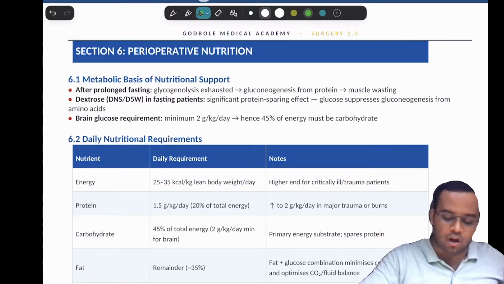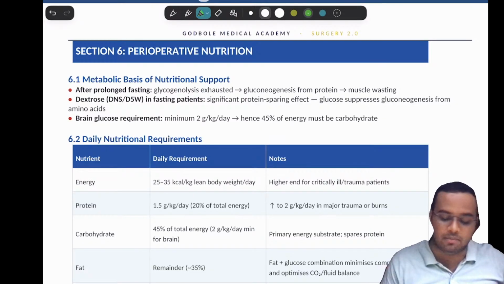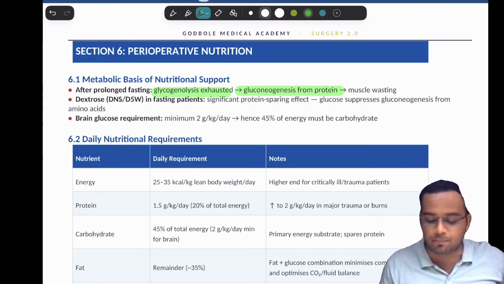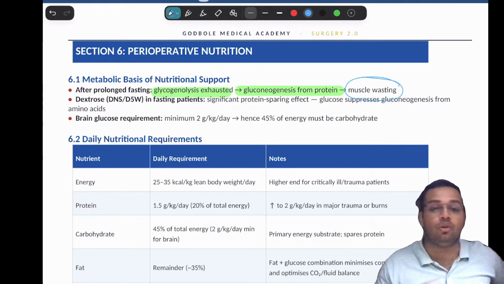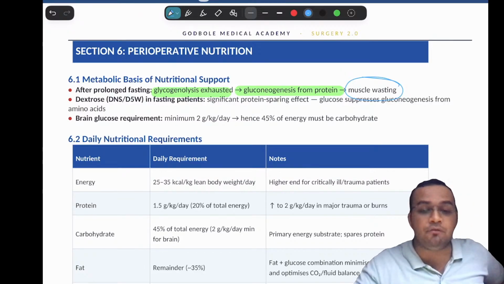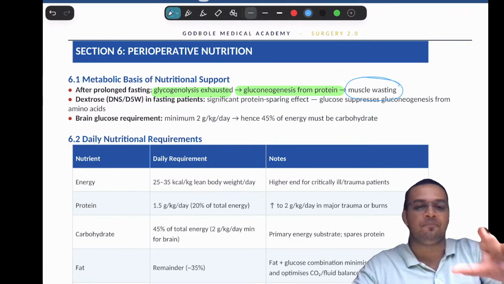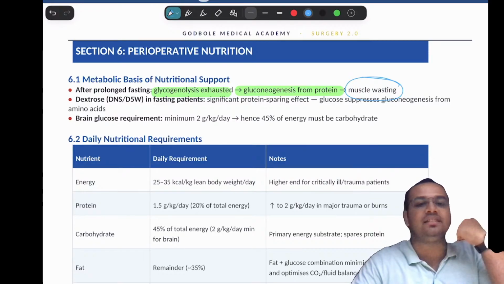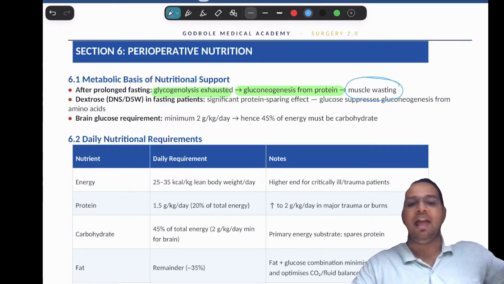After prolonged fasting, the glycogen stores are first exhausted, and gluconeogenesis starts from the proteins, and that is the reason we load the patient with carbohydrates before surgery. That is the reason why before running a marathon, these people drink Glucon-D sachets. Why? Because glucose gives instant energy. Glucose is required for the brain as well as for the muscles.